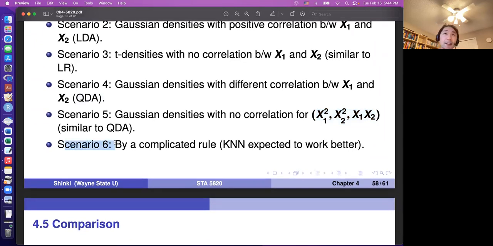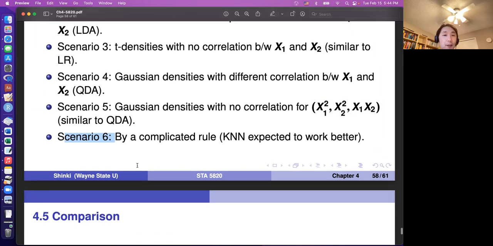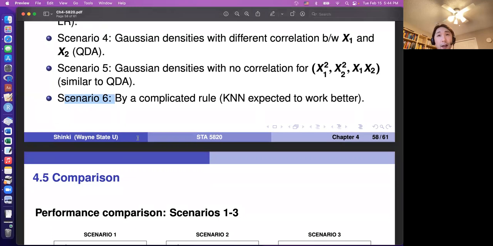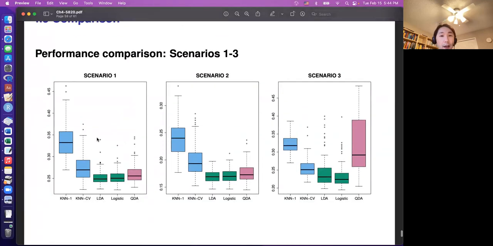And scenario 6, the algorithm is not described, but it is a very complicated rule so that neither logistic regression, LDA, nor QDA can identify the structure. So probably KNN will work better. And scenarios 1 and 2 are based on the LDA assumption, so which model is best? Basically, LDA and logistic regression work in almost a similar way, but the true distribution is exactly the LDA's assumption. So LDA performs marginally better than logistic regression.